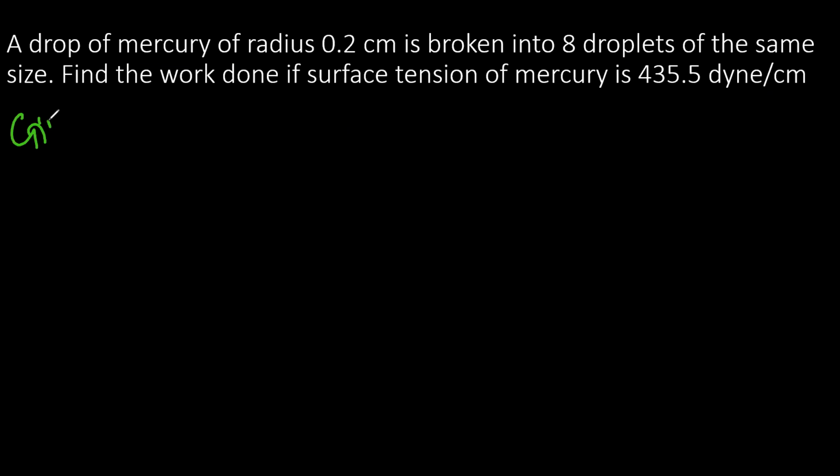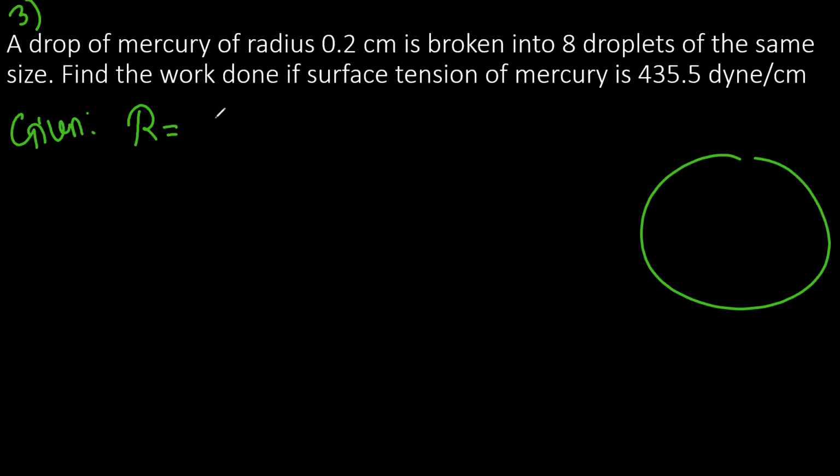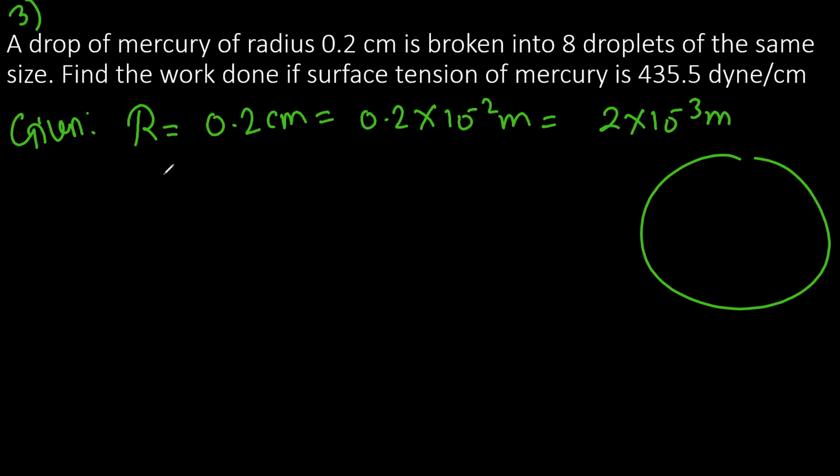So let's write what is given. This is your third sum. Given: initial radius, when the drop was big, is 0.2 centimeter. You can convert into meter. It's 0.2 into 10 raised to minus 2 meter, which gives 2 into 10 raised to minus 3 meter. This is the initial radius.